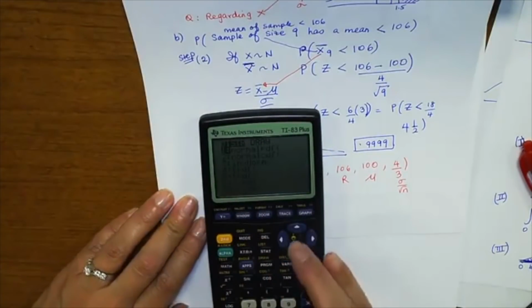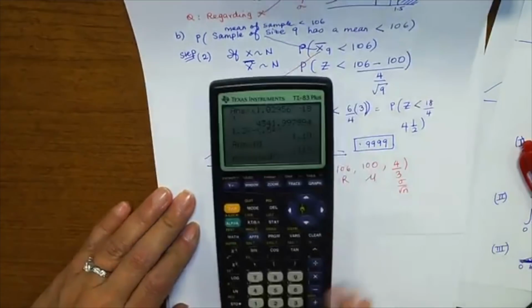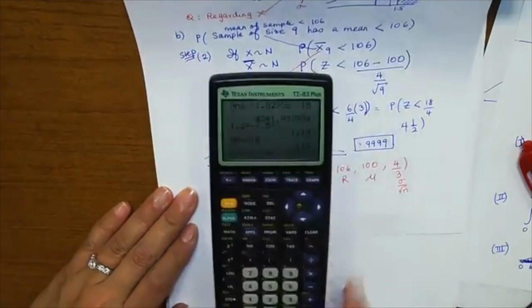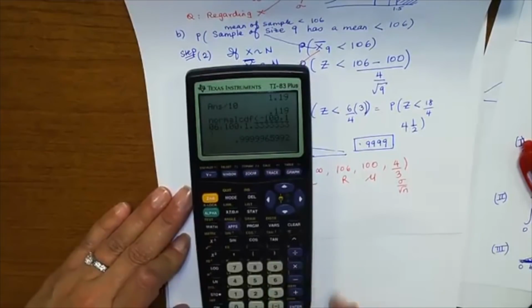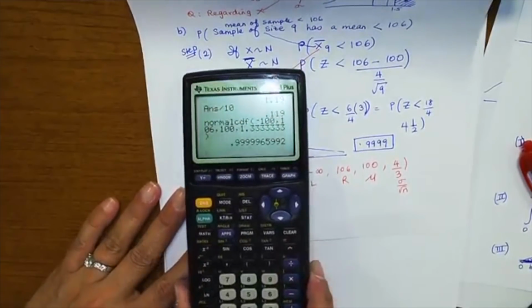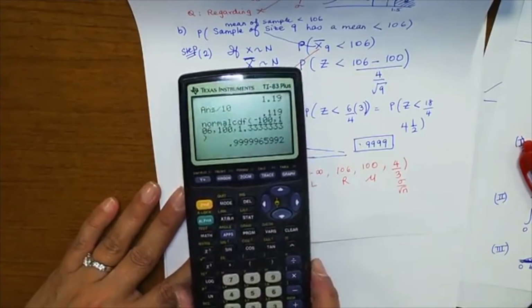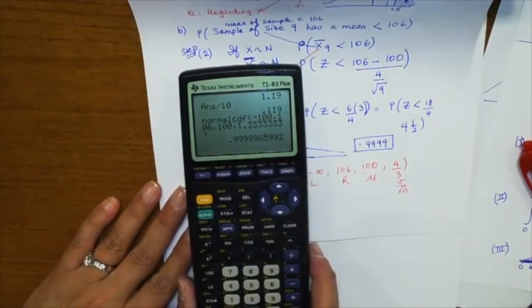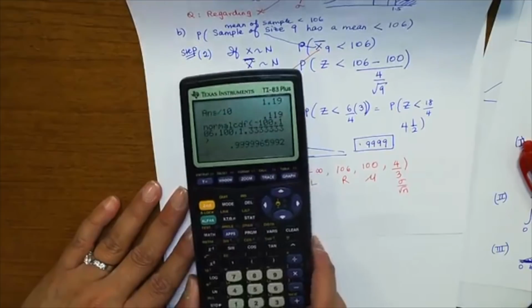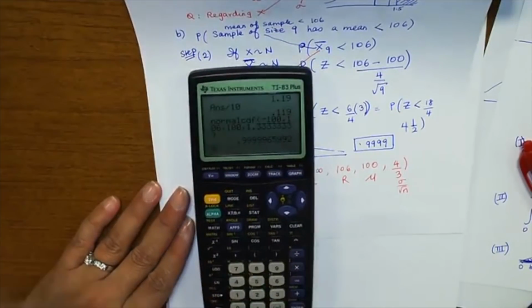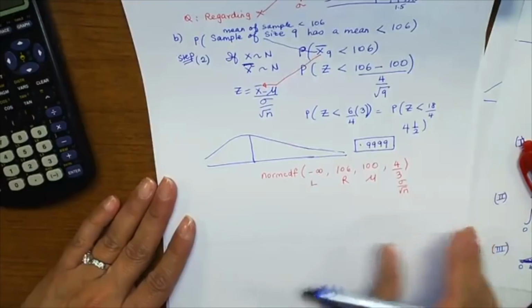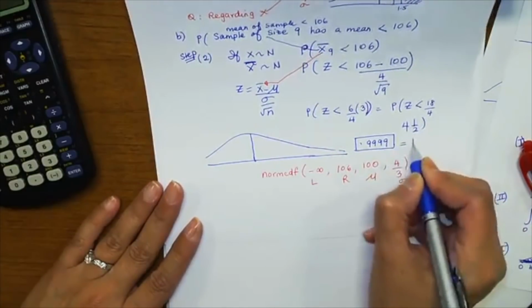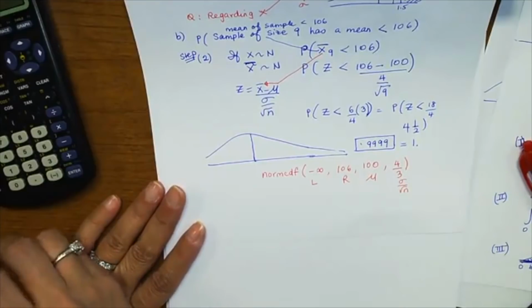Second distribution, norm CDF, minus infinity, comma, 106, comma, 100, comma, 1.3333. 0.9999, just as we thought. Get it? How did you know the 0.999 was going to be calculated? Because it's 4 standard deviations to the right of the mean. 3 standard deviations to the right of the mean is already 0.999. So I'm saying it's 1, 100% probability.